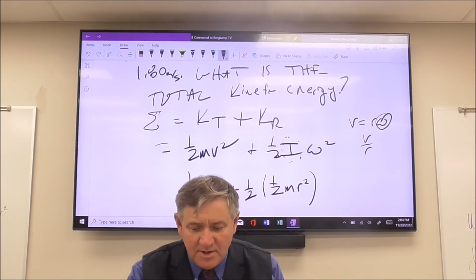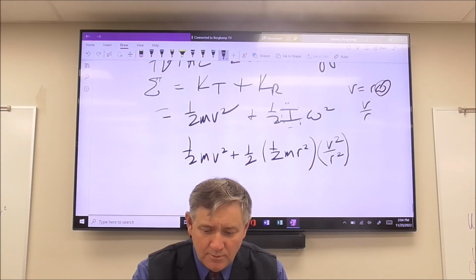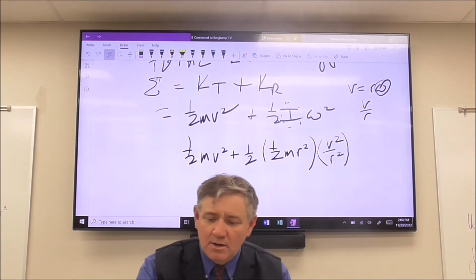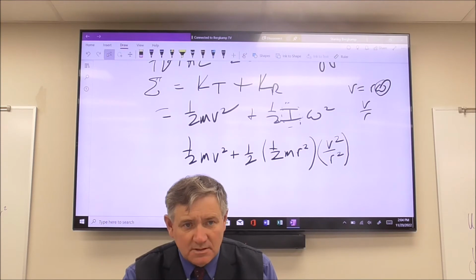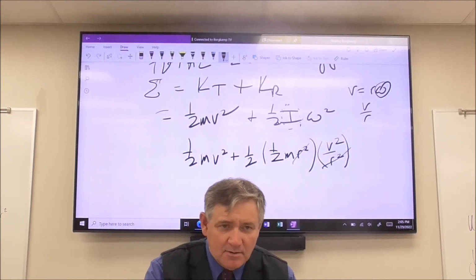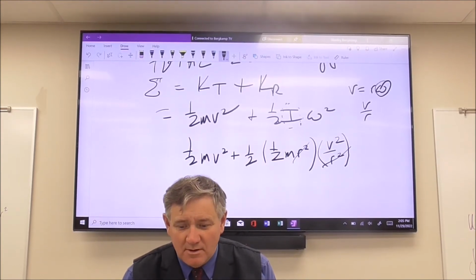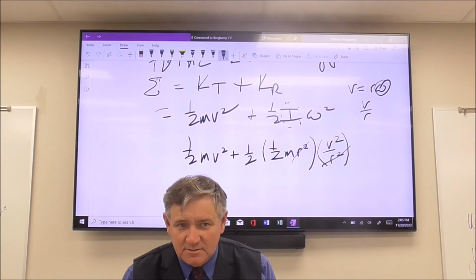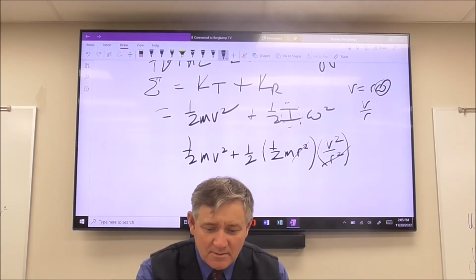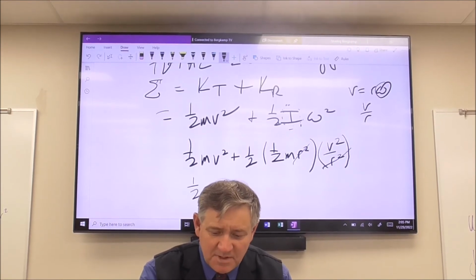Could I substitute V over R into omega squared? If I did that, I would get V squared over R squared. The R squareds cancel. Ooh, this is punchy. What happens to my R squared? Cancel. So it's just mv squared. Wait, doesn't it just cancel? Hold on. I've made a mistake. You're getting a little bit ahead of yourself here.